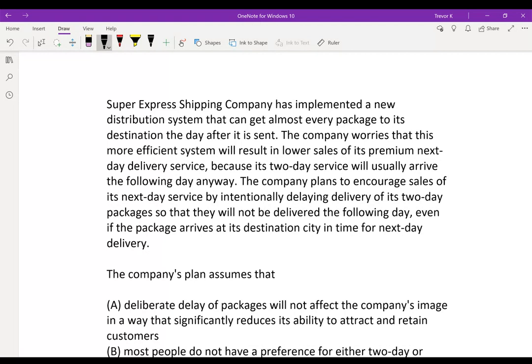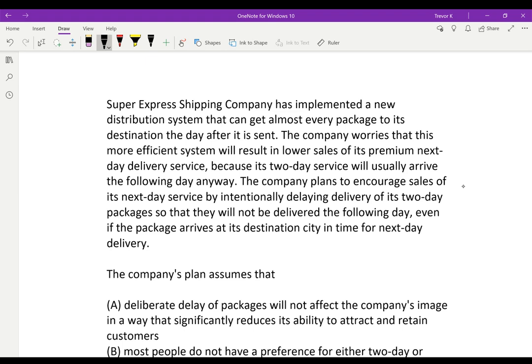Here's another one that's quite tricky. So let's read it, find the conclusion, find the reasoning, look at our gaps. All right, Super Express Shipping Company has implemented a new distribution system that can get almost every package to its destination the day after it's sent. The company worries that this more efficient system will result in lower sales of its premium next-day delivery service because its two-day service will usually arrive the following day anyway. The company plans to encourage sales of its next-day service by intentionally delaying delivery of its two-day packages so that they will not be delivered the following day, even if the package arrives at its destination city in time for next-day delivery.